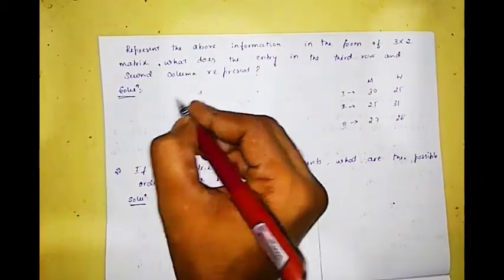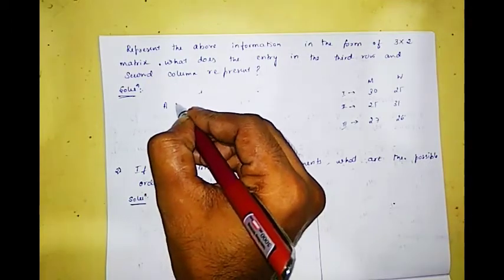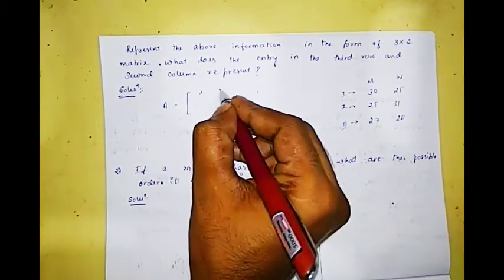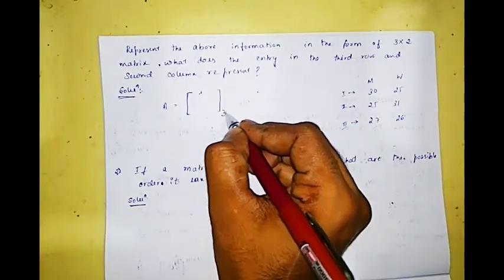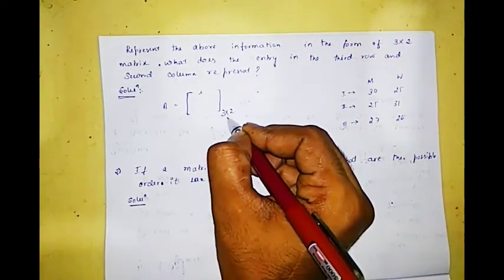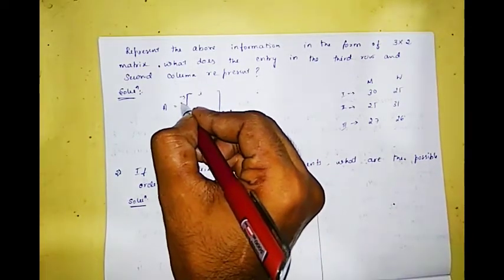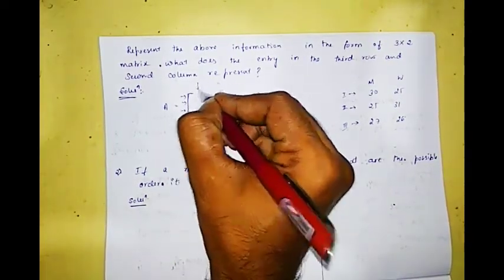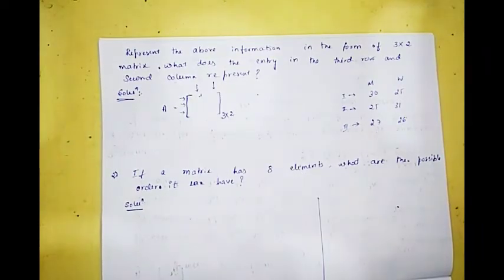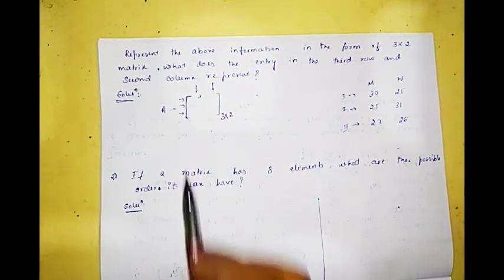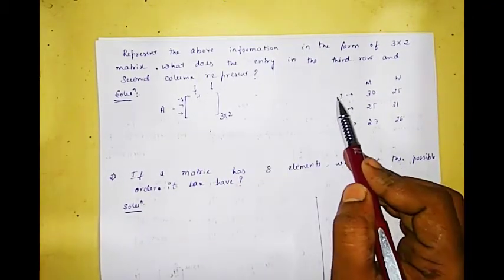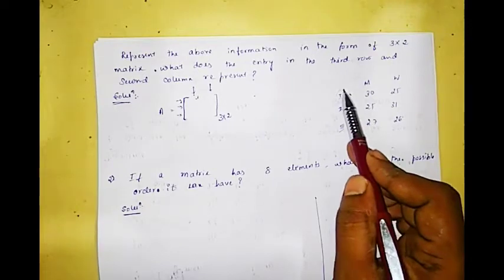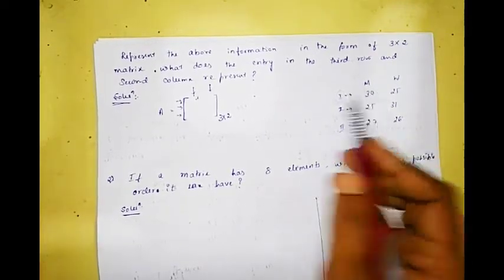So how can we write this? We have to give one name. I will give the name A for this matrix, and here it has the order 3 by 2. This tells us this matrix contains 3 rows and 2 columns, right? 3 rows, 2 columns. The first row, first column tells us the number of men in the first factory.